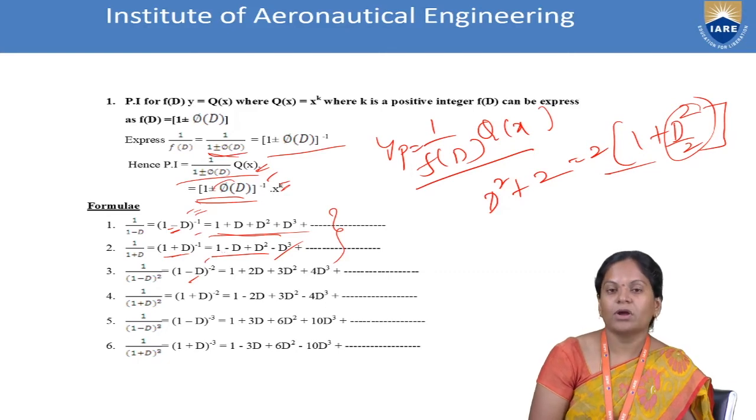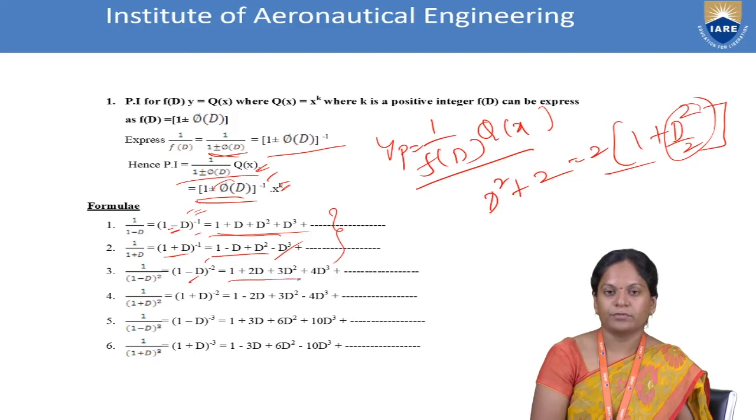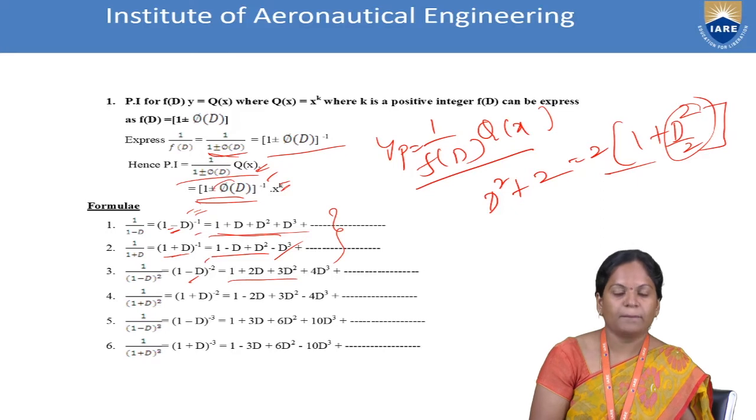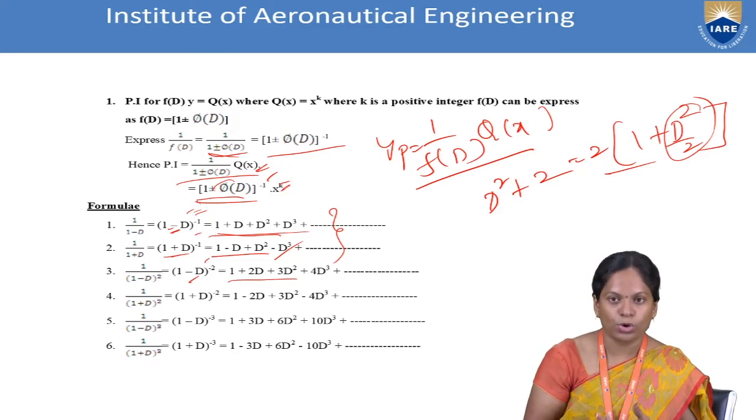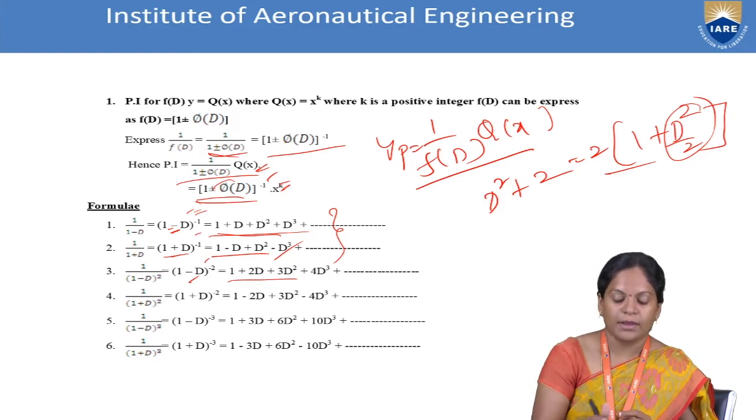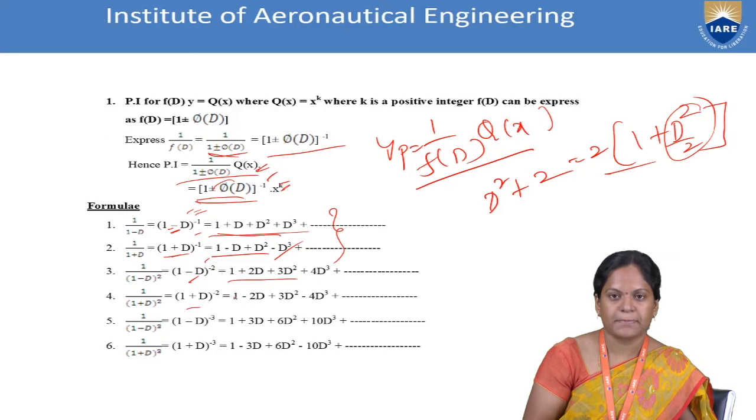So, when we have (1 - D)^-2, we have 1 + 2D + 3D² + 4D³ + and so on. This formula you have to remember: 1 + 2D + 3D² + 4D³ + so on. And similarly (1 + D)^-2. What is (1 + D)^-2? Here it is plus and the power is minus 2.